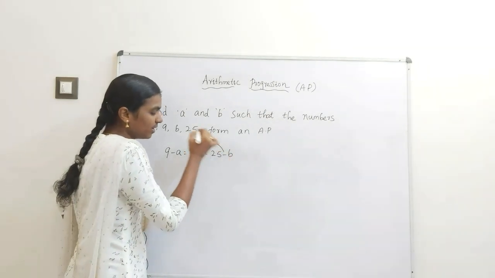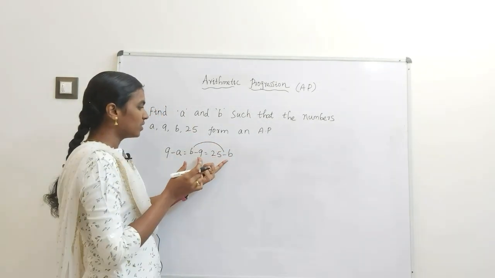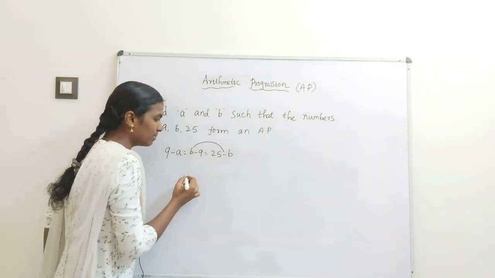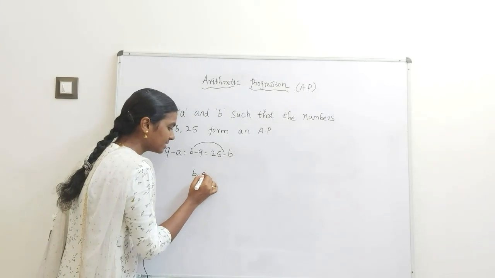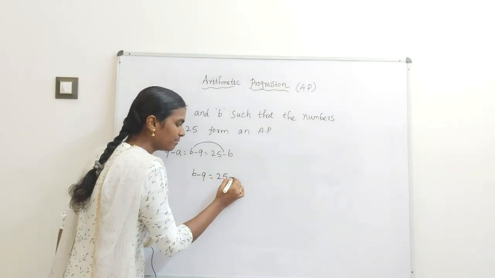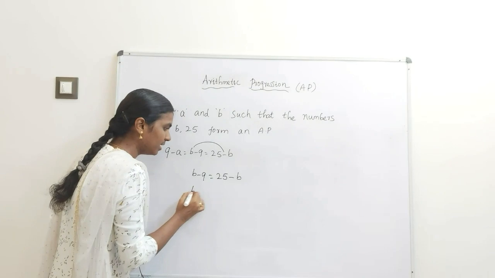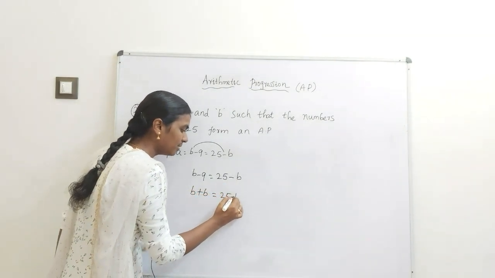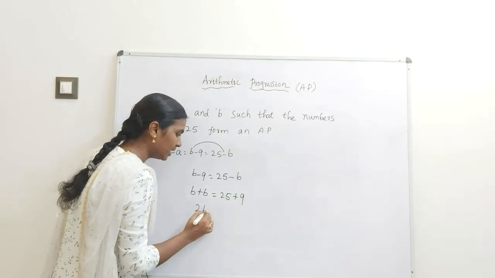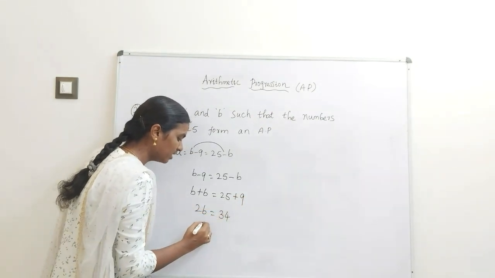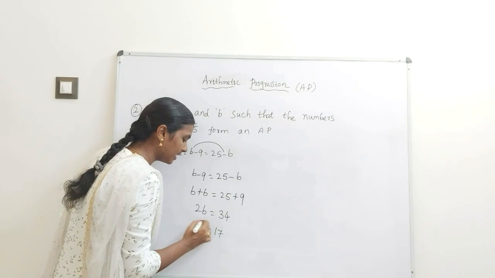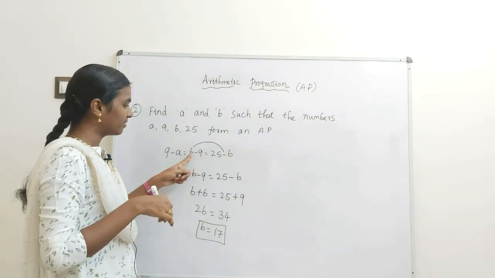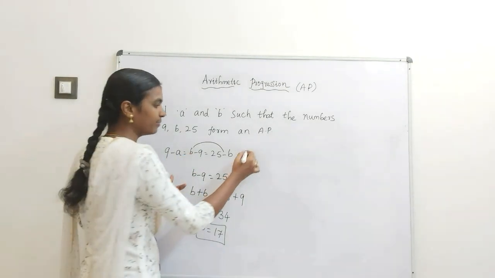So why? Because if I equate these two, I will get the b value. Now compare these two: b minus 9 equal to 25 minus b. So b, if you take this side, plus b equal to 25 plus 9. So 2b equal to 34, b equal to 17. Now we got the b value. Now substitute the b value from here, we will get the a value.